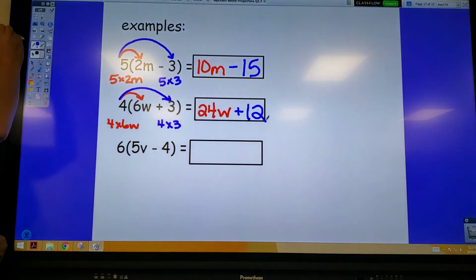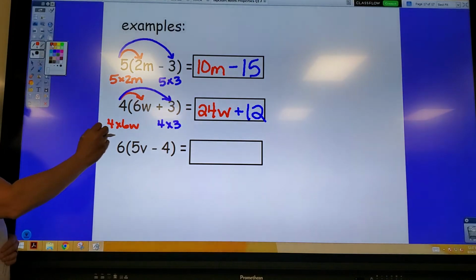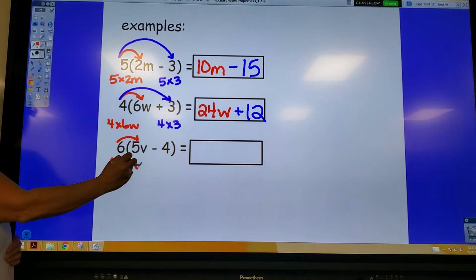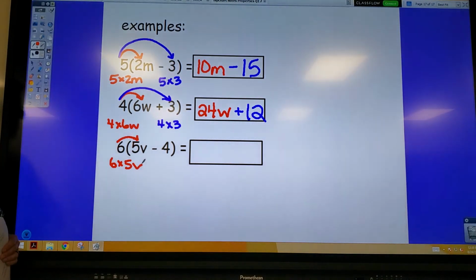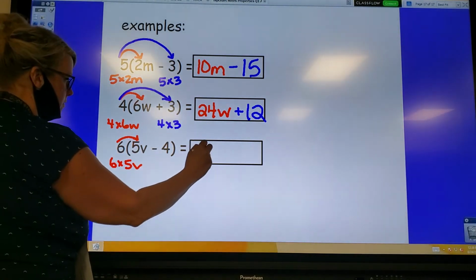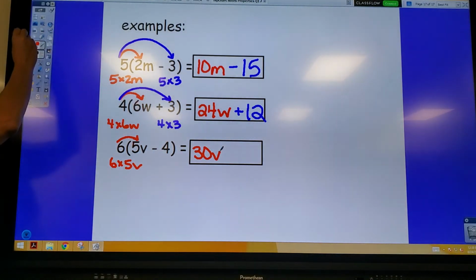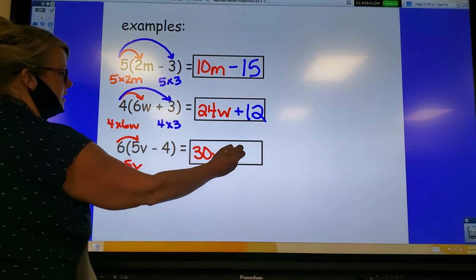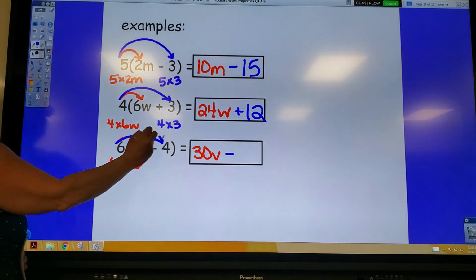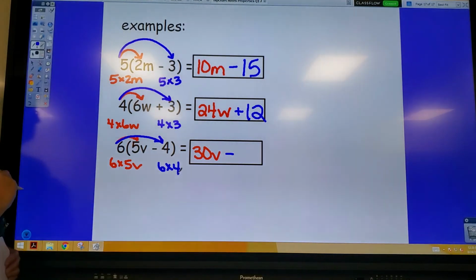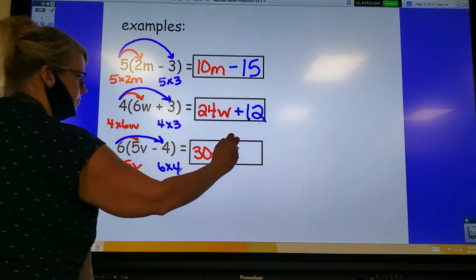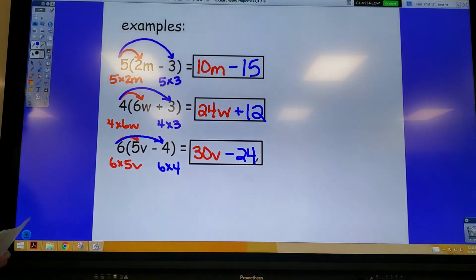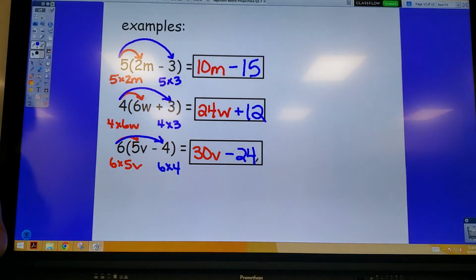All right, this last one. 6 times 5v would be what? 30v. Add or subtract? Subtract. There's a subtraction sign. So we want our subtraction sign. And then 6 times 4. 24. And again, stop. You don't actually subtract. And that's it. That is the distributive property.